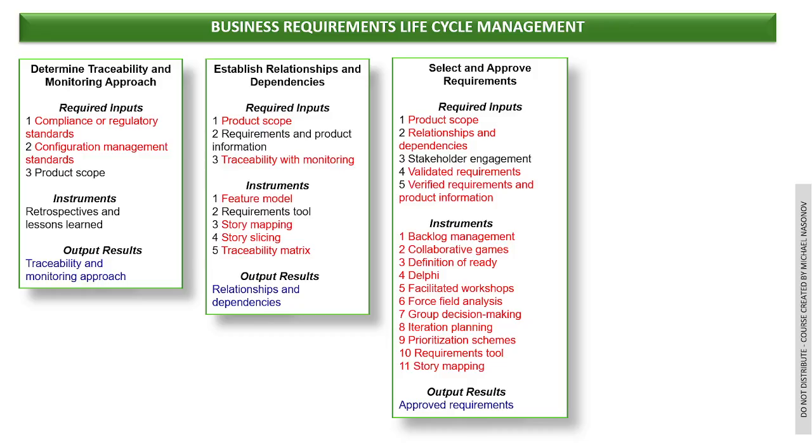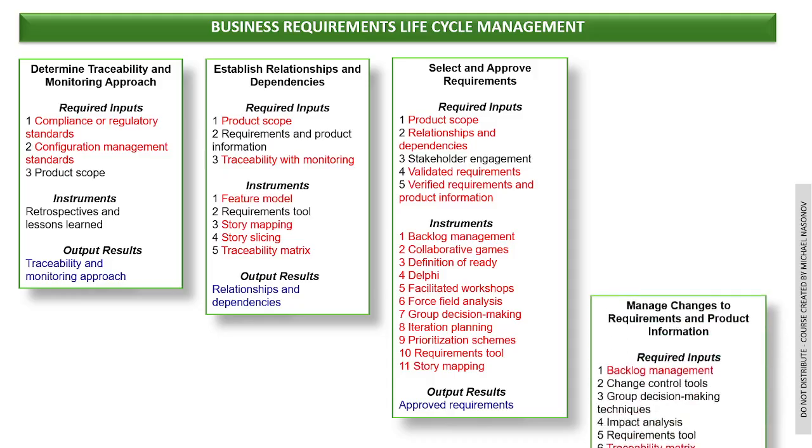iteration planning, if you are working once again agile, Scrum, sprints, a prioritization scheme, if you are working with a backlog or even in a waterfall model, you still need to prioritize and re-prioritize requirements constantly. Requirements tool and story mapping. Output results: approved requirements.